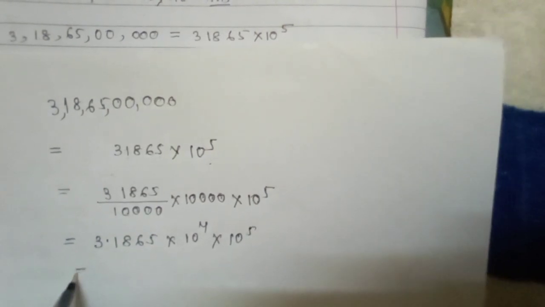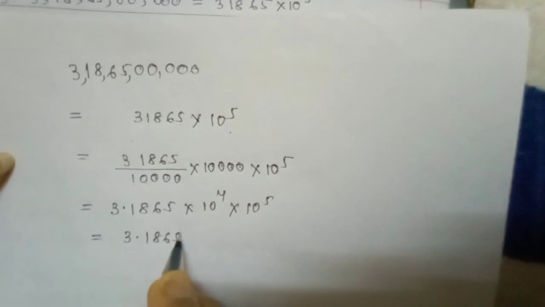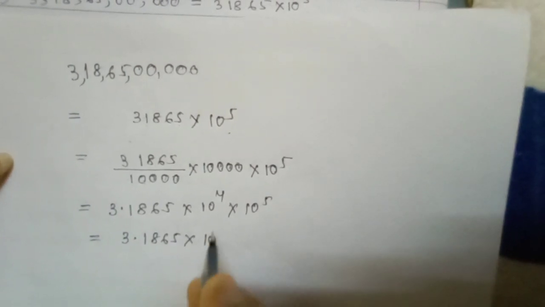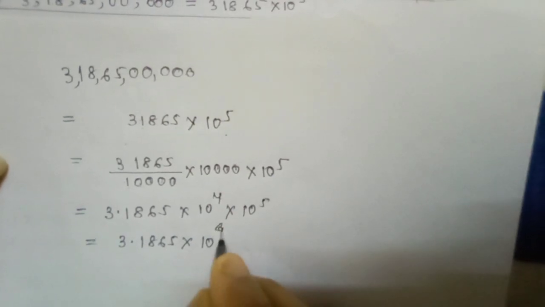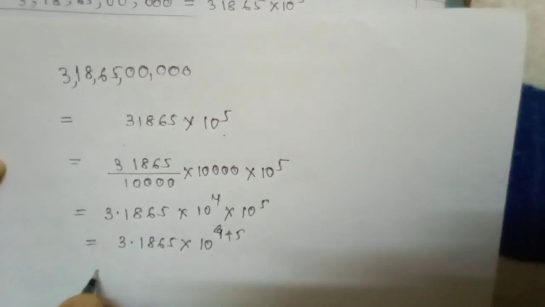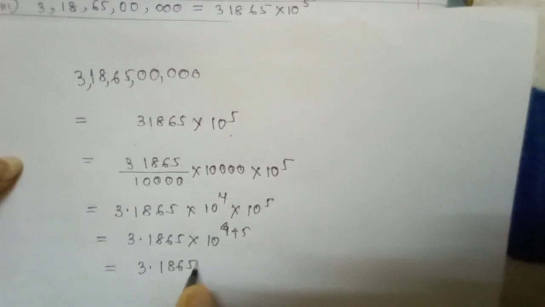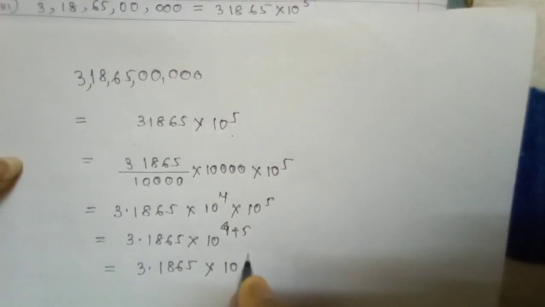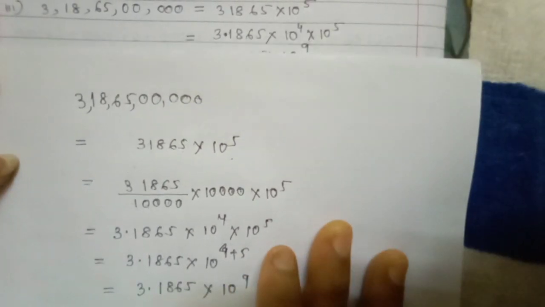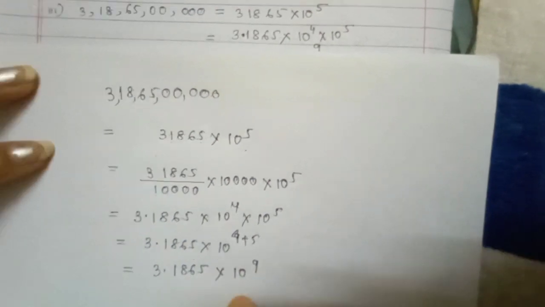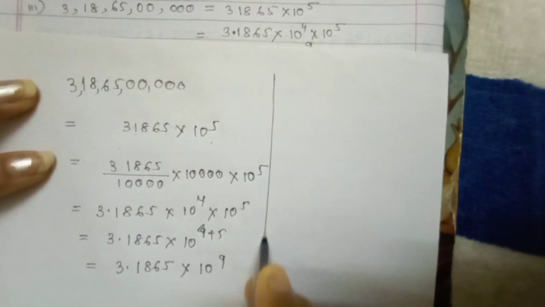Now what happened? 3.1865 into 10 to the power 4 plus 5, that is 9. Or you can write 4 plus 5, one line extra, 3.1865 into 10 to the power 9. Understood? In this way we can express the number, or there is also a shortcut way.